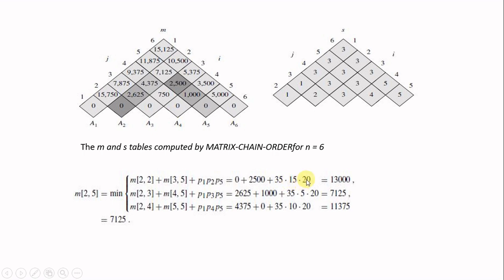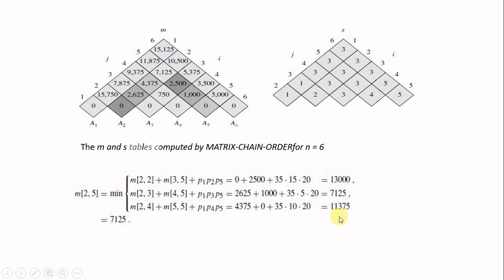Then when k is equal to 3, it is m of 2 comma 3 plus m of 4 comma 5 plus p1 p3 p5, because p1 is p i minus 1, i is 2, then p3 since k is equal to 3, then j is 5. So p1 p3 p5, that is 2625 plus 1000 plus this value, that is 7125. When you calculate this one, it is 11375. So the minimum value is 7125.